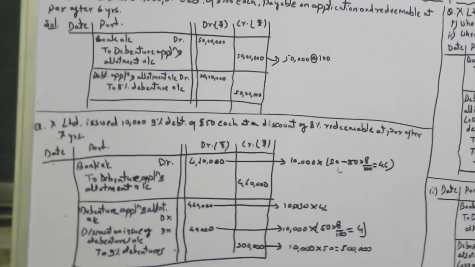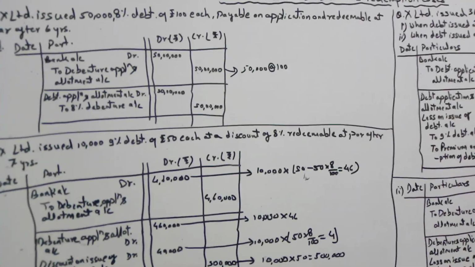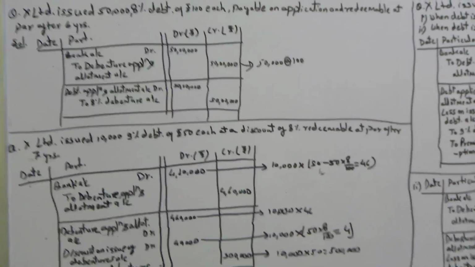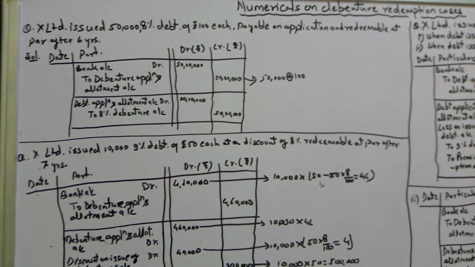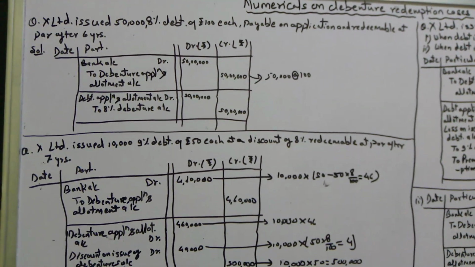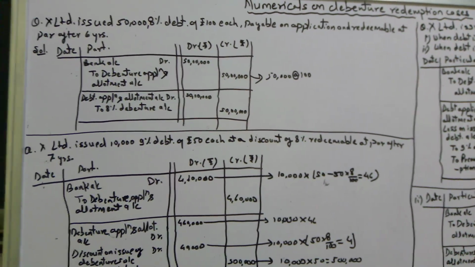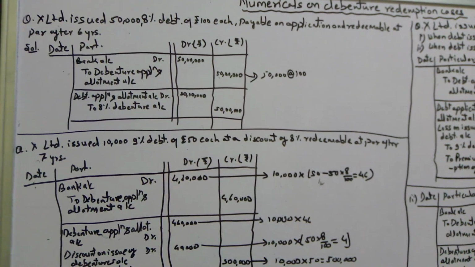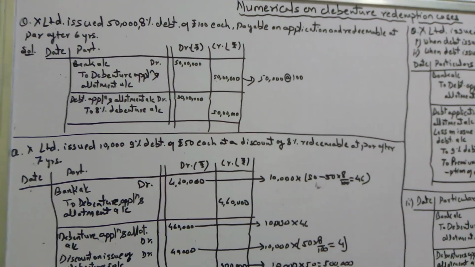First entry is your receipt entry. So bank account debited to debenture application and allotment account, right? The amount is 50 lakhs. How 50 lakhs? Because 50,000 debentures and their face value is 100. So 50,000 multiplied with 100 gives you 50 lakhs. Second entry is transferring this amount into debentures account. So debenture application and allotment account debited to 8% debentures account. The same amount will be transferred.